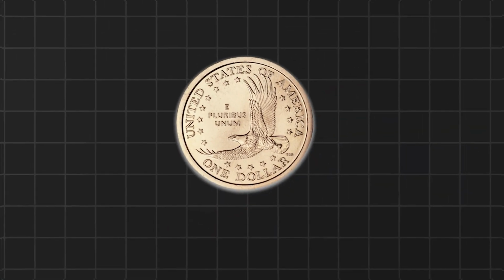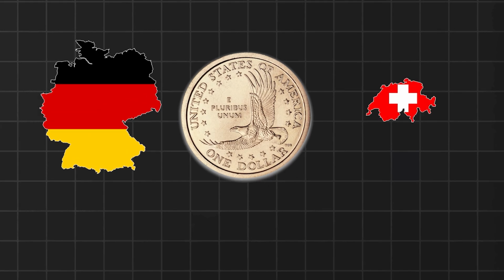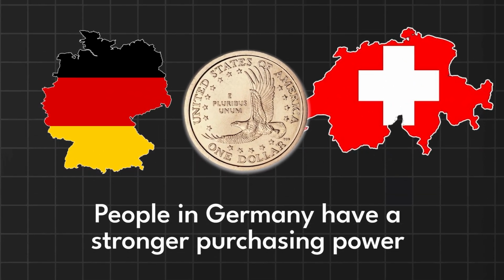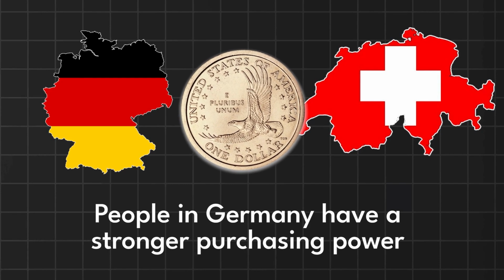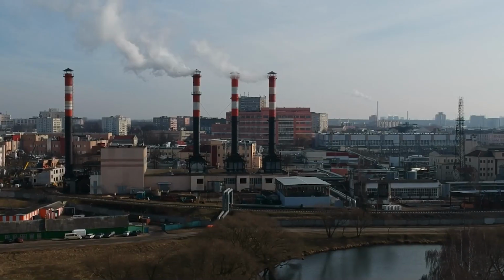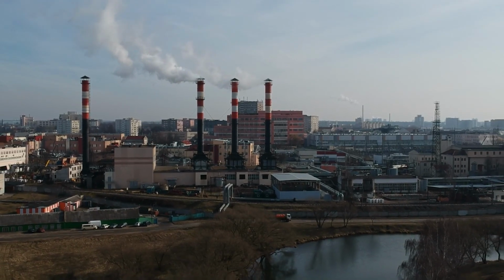For instance, if $1 buys more goods in Germany than in Switzerland, PPP-adjusted GDP shows that people in Germany have a strong purchasing power, despite Germany's low nominal GDP per capita. GDP ignores environmental costs. Economic growth can lead to pollution and resource depletion.